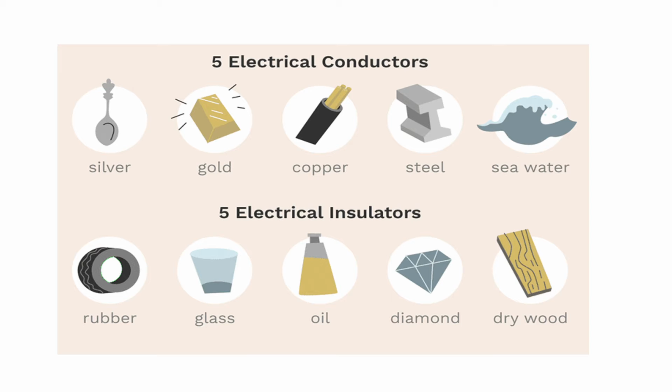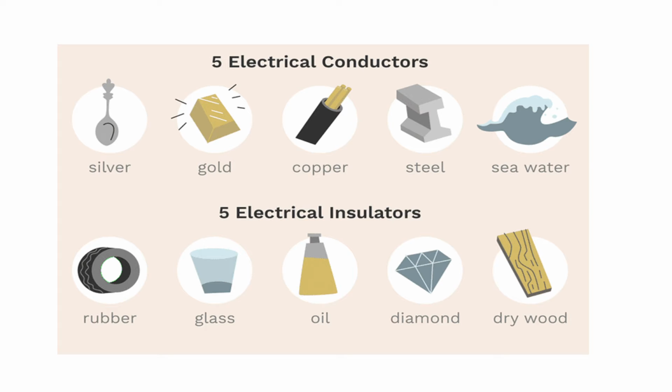Here are some examples of conductors and insulators. We can see silver, gold, copper, steel, seawater are all examples of conductors. They allow the electricity to flow through. Below you can see there are some electrical insulators like rubber, glass, oil, diamond and dry wood.